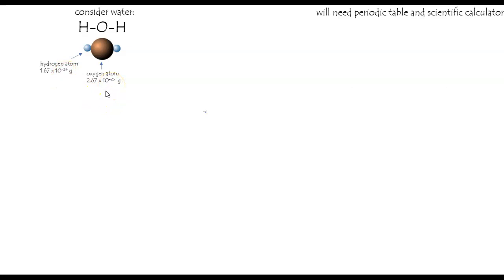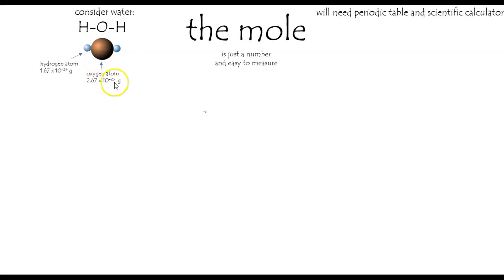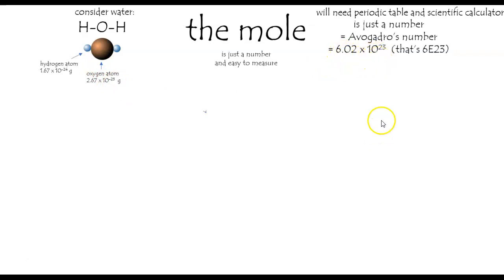The best balances on Earth can't do better than 6 or 7 decimal places. We have 23. These are not measurable quantities. Let's scale it up so that they are. To do that, we use the mole. And it's just a number that gives us a convenient amount of a substance. Since these numbers are insanely small, the mole is insanely high. It is 6.02 times 10 to the 23rd.